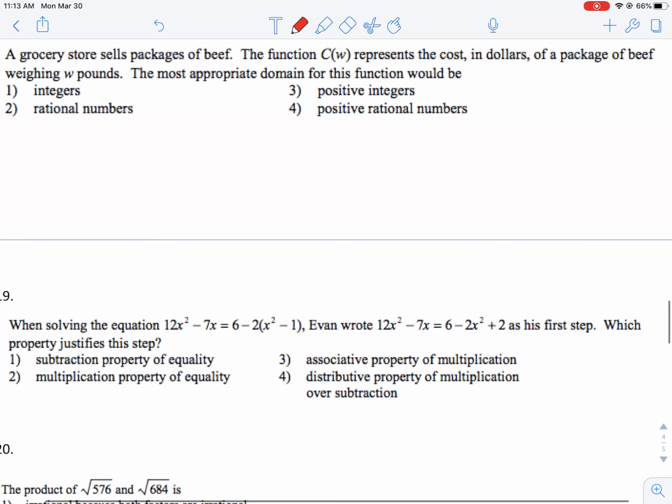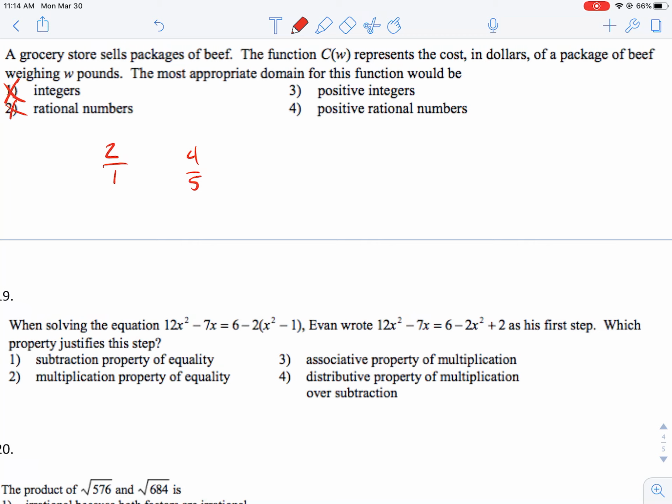So let's think about how much beef can weigh. It can weigh nice whole numbers, right? But we don't want any negative numbers, so integers is out. And when we say rational numbers, we can also talk about negative rational numbers. Negative 2 over 1 is a rational number. Negative 4/5 is a rational number. So we don't want anything like that. But we can talk about fractions, right? 4/5 of a pound, 2/3 of a pound. Those are all decimal numbers.